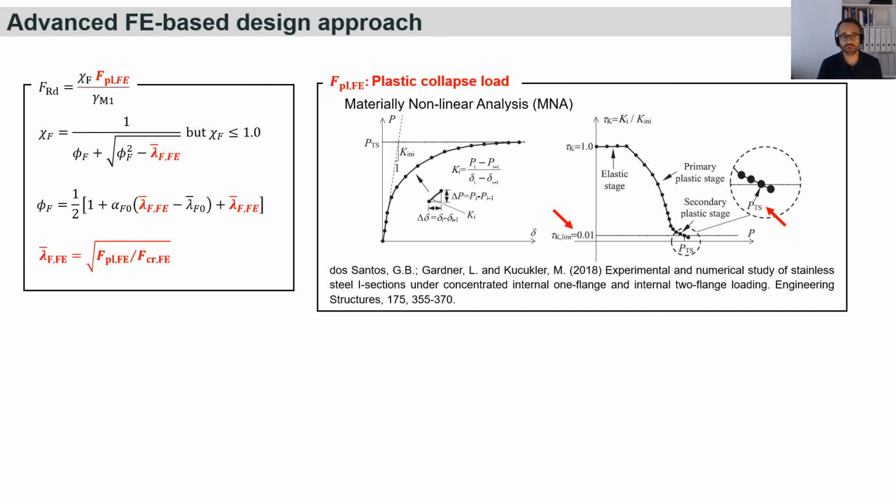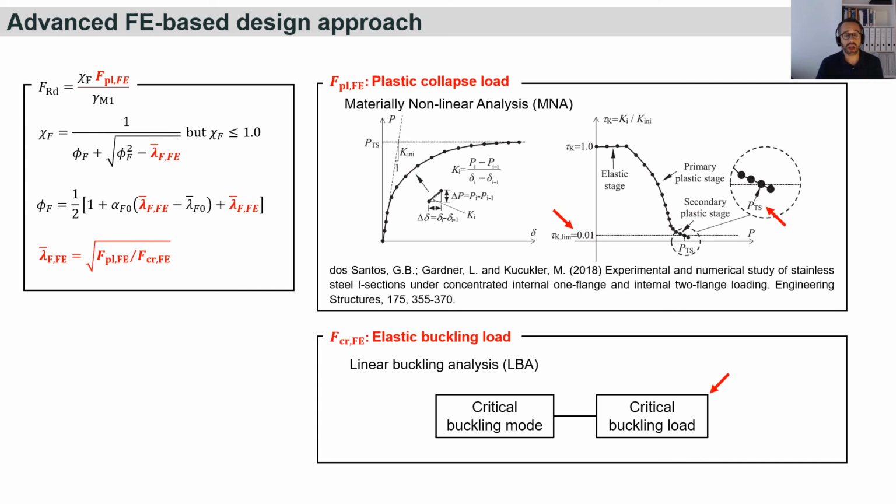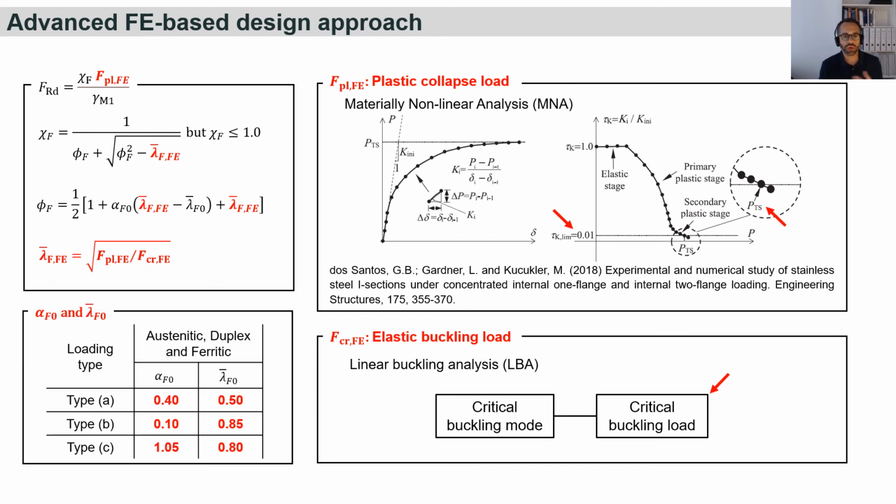So if you plot the results of this analysis, you're going to get a curve like this. And if you use the value that refers to 1% of the initial tangent, you obtain the plastic collapse load. So this was demonstrated in this paper. The elastic buckling load would be obtained via linear buckling analysis, and that would be the critical buckling load. So using these two loads and recalibrating these expressions, we found new α_F0 and λ̄_F0 values.